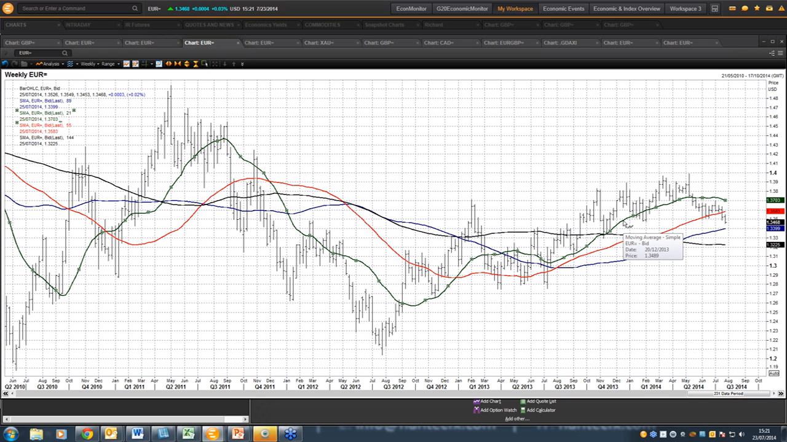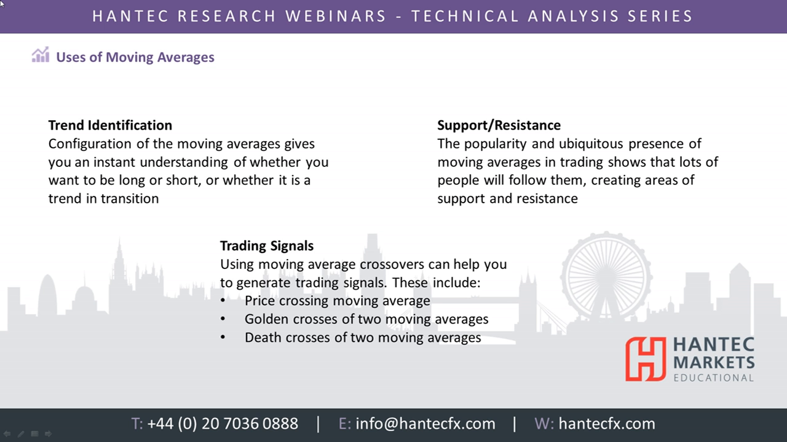21-week moving average, which if you multiply that by 5 to make it a daily moving average, is pretty much the 100-day moving average. So that's not a million miles off. The 21-week moving average. Right. Okay, so that takes me on to the final way we can trade with moving averages, and that is with trading signals.